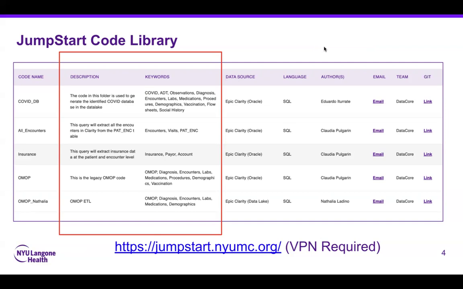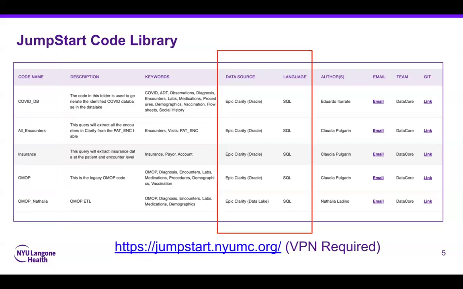So in looking at the dashboard itself, you will see a description of the code submissions, as well as keywords that authors have placed on the submissions. And this will help you search and identify relevant code as you look through our current directory. Next, it will also list the data sources that the code was used on. For instance, it could be used on Epic or one of the other data sources available at our institution, as well as the language used to query those databases. As a note, JumpStart accepts any type of programming language, including SQL, R, and Python, and this is just to name a few.